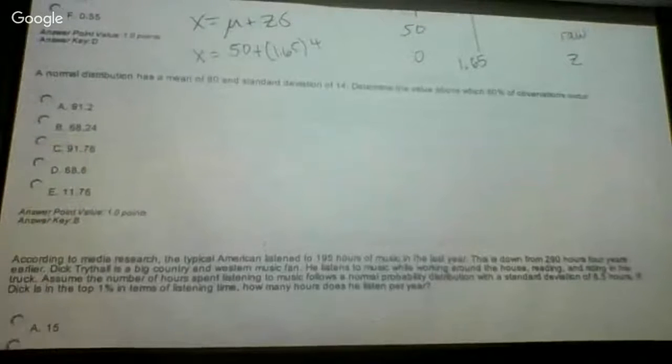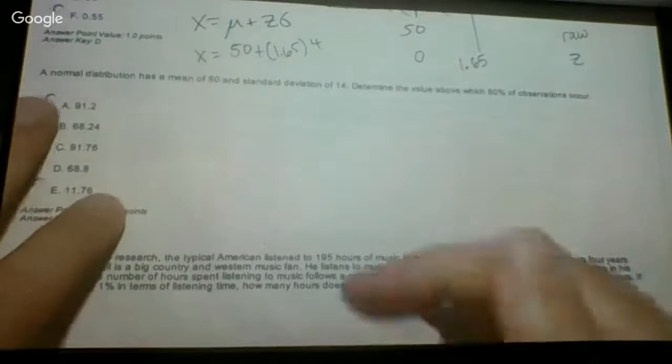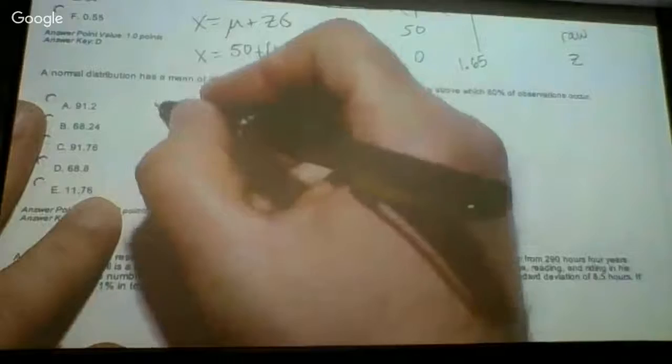A normal distribution has a mean of 80 and a standard deviation of 14. Determine the value above which 80% of observations occur. Normal distribution.